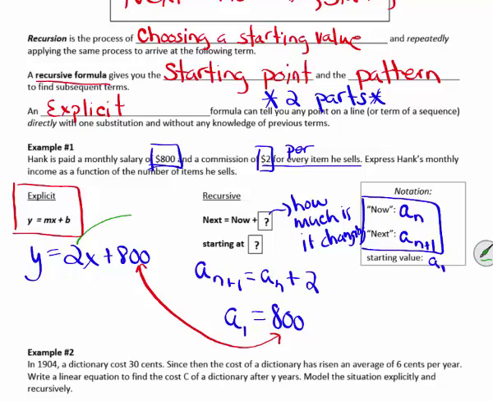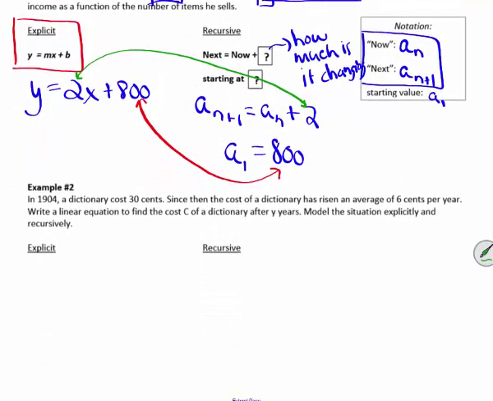Our slope is how much it's changing by. So we should be able to go from one to another. All right, so let's see if we can try this in another example here. In 1904, a dictionary cost 30 cents. Since then, the cost of a dictionary has risen an average of 6 cents per year.